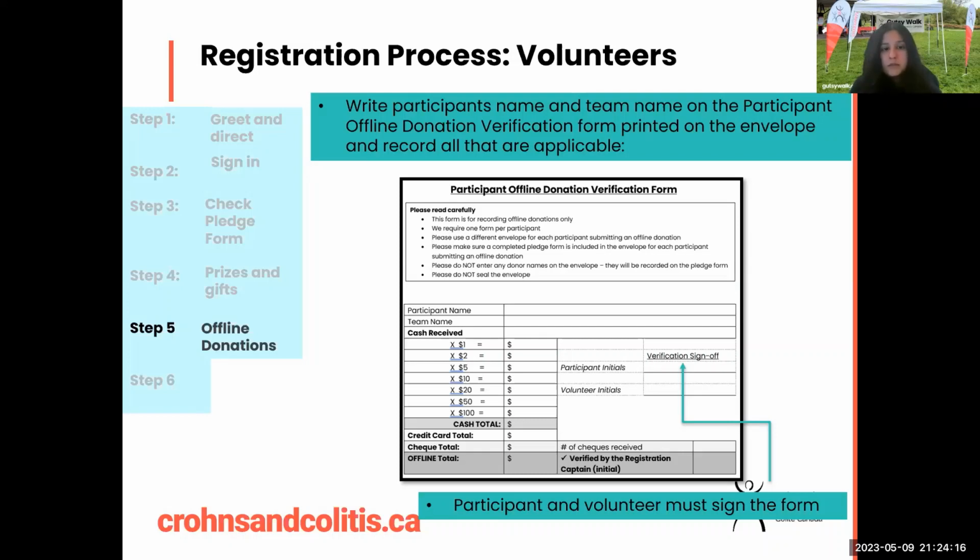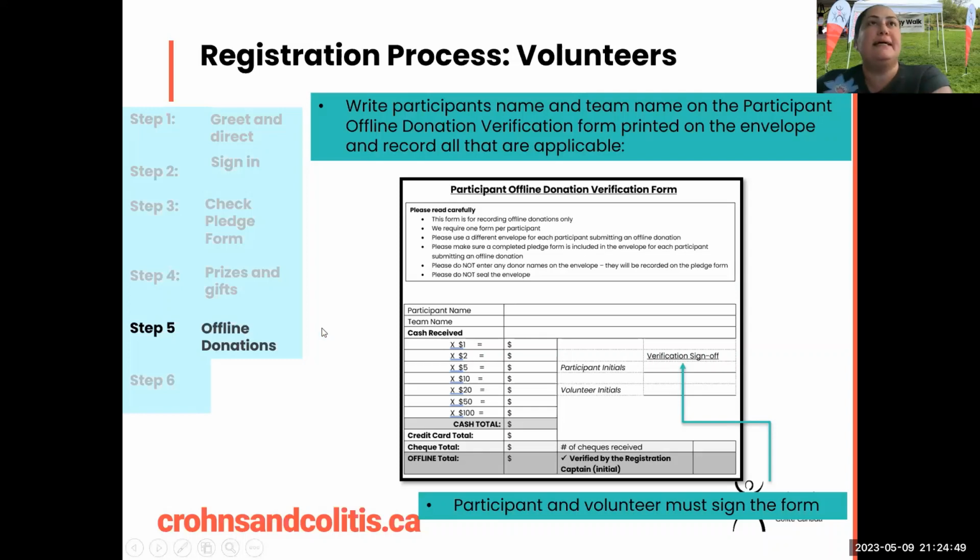You'll have the participant name, the team name, and here this will only be for event day money that was handed in or the credit card total. This doesn't include any money that they've raised online. And there are 3 important signatures we need to have here. First is the participant initial and the volunteer initials. And these are the info checker or the money checker. One of them needs to initial this form. And when the registration captain then verifies these amounts later, they will also need to initial the form as well.